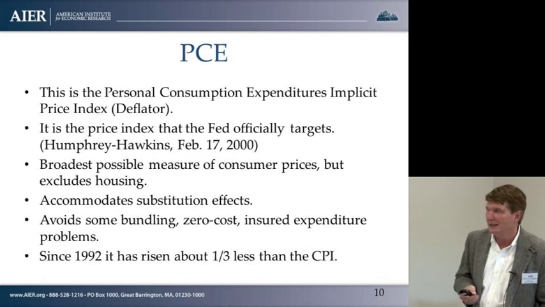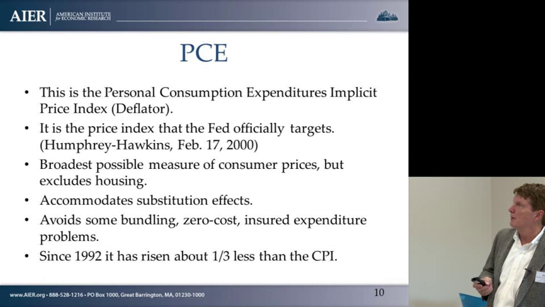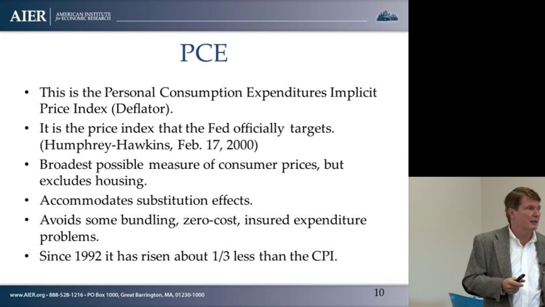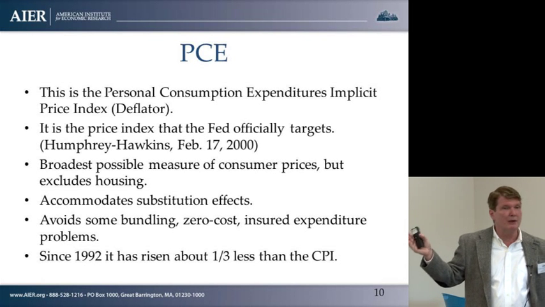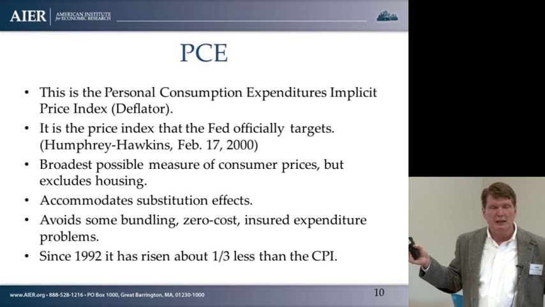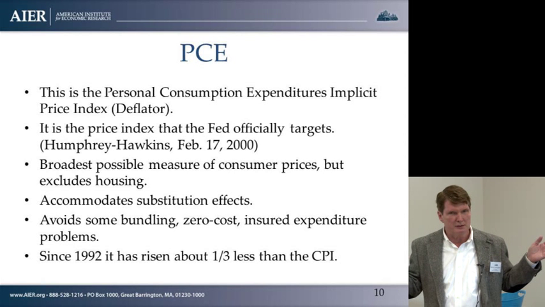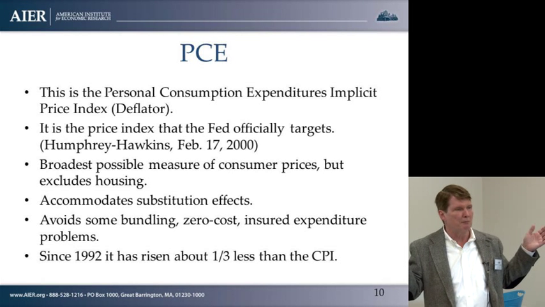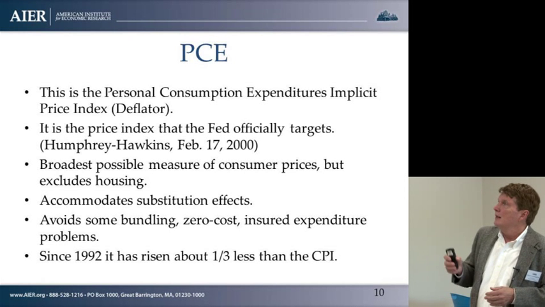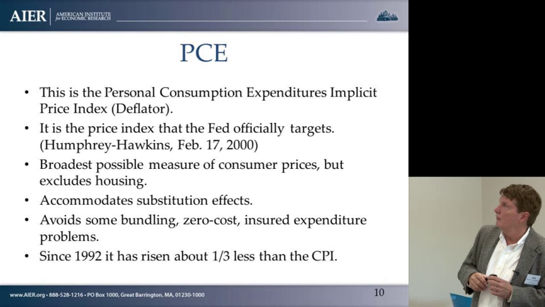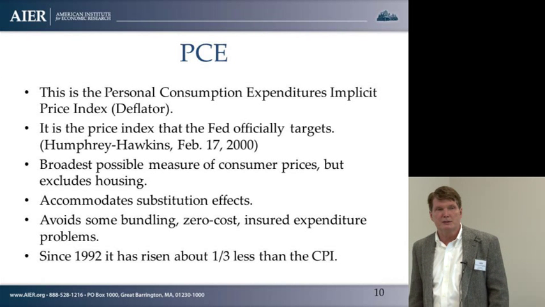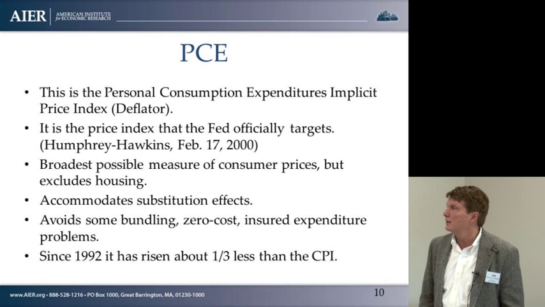Also, we have a PCE, which is the Personal Consumption Expenditures Implicit Price Index, or deflator. This is much more broad. This is the one the Fed uses because it includes all consumer goods. And it allows the mix and selection to change automatically. It's whatever they actually bought, not according to a shopping list. It's the price index the Fed officially targets, according to their announcement at the Humphrey Hawkins hearing, the Senate Finance Committee, in the year 2000.